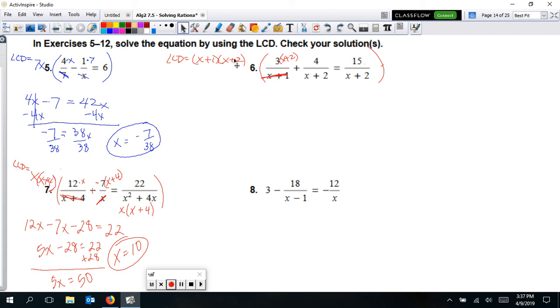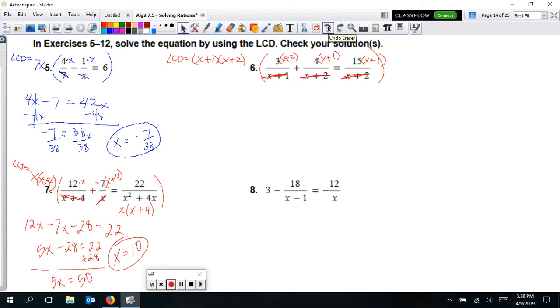We're going to cross out our x plus 2 with the x plus 2 in the LCD, but we still have to multiply x plus 1 times 4. And then for this fraction, doing the same thing, crossing out x plus 2 and then multiplying 15 times x plus 1 as well. And so now once we do that, we're going to multiply all these to get our new equation. So just distributive property with each of these.